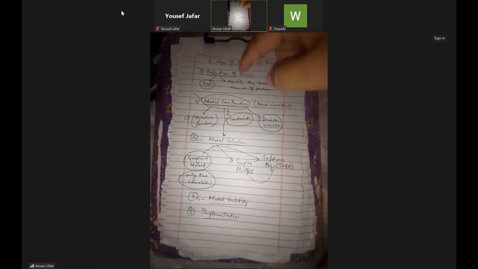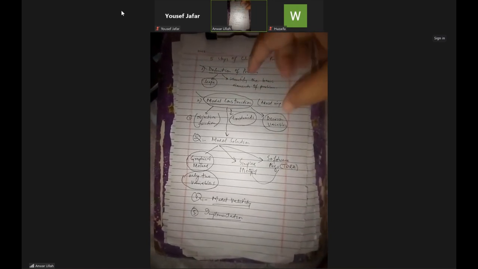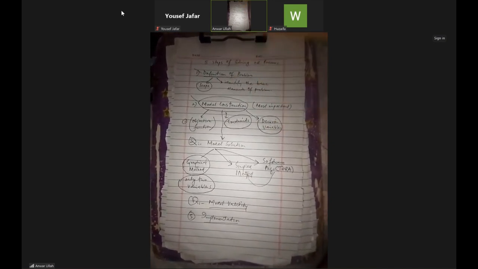These are the 5 phases of solving our problems. The first thing is definition of the problem. In definition of the problem, we use 2 things: the scope of it, like what is given and what does it want from us, and then identify the basic elements of it. The basic elements are actually the decision variables of it, and it will come from defining the problem.